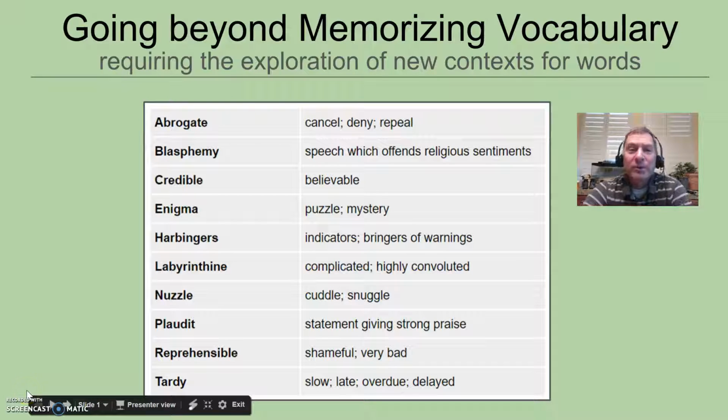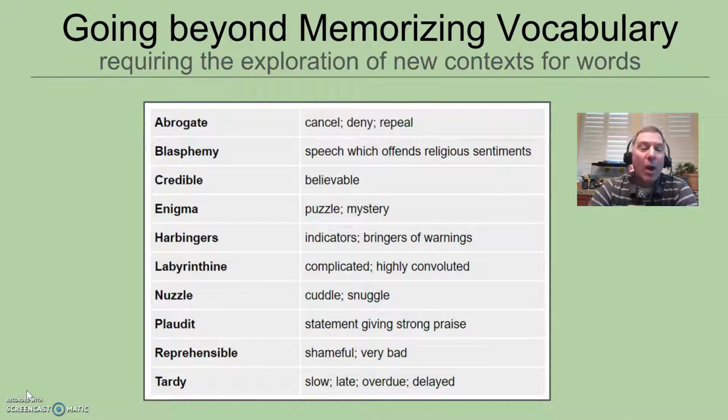Hi, it's Corbett Harrison, and today we're going to talk about going way beyond the simple memorization of vocabulary words, how to turn vocabulary into a high-level thinking experience in your classrooms.